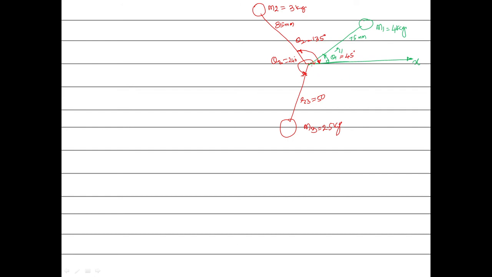Now we need to find where the counter mass is to be placed. This is MC. RC they have given as 75 mm, but they have not given the orientation angle. This is theta C, which you need to find out. Let us first find the value of MC, then we'll find the value of theta C.